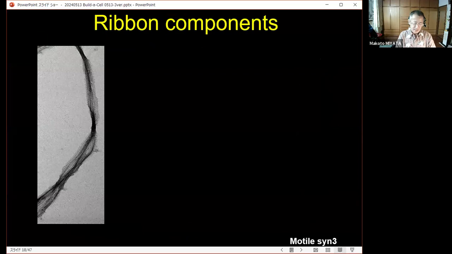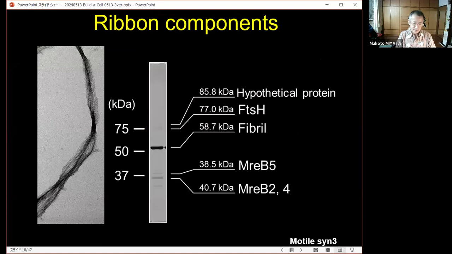We isolated this swimming machinery and applied it to electrophoresis, and we found two classes of major proteins. The first one is called fibril. It's a little bit of a strange naming, I think. And the other class of protein is the MreB proteins.